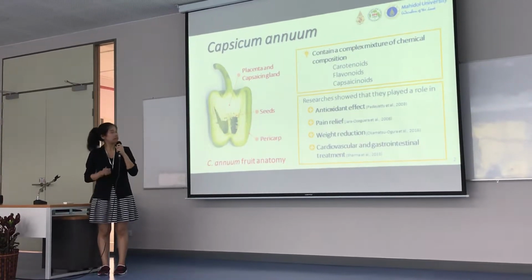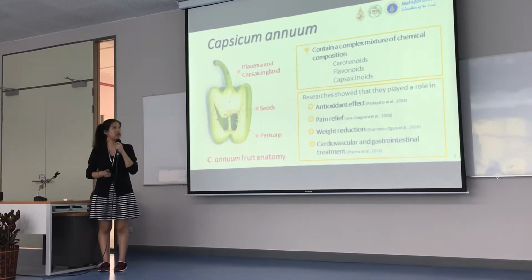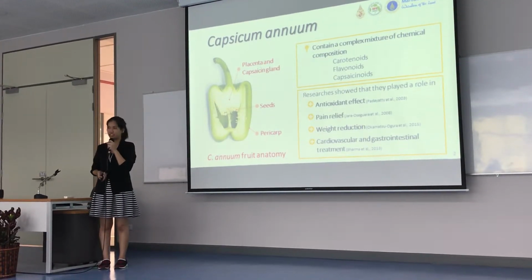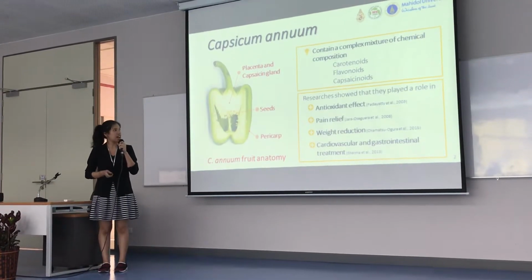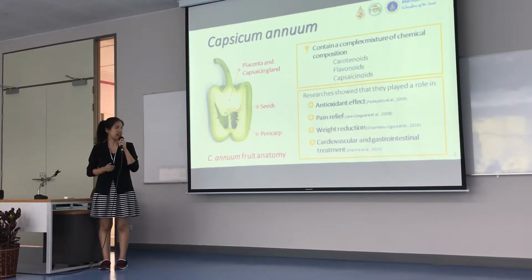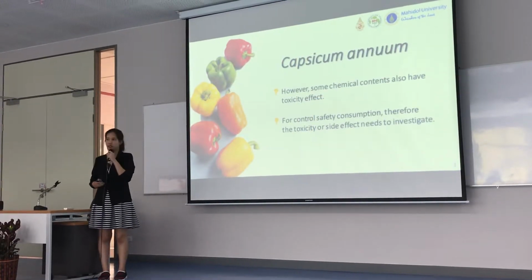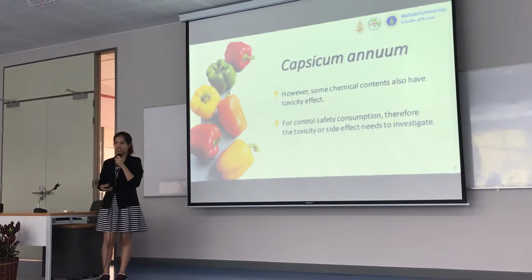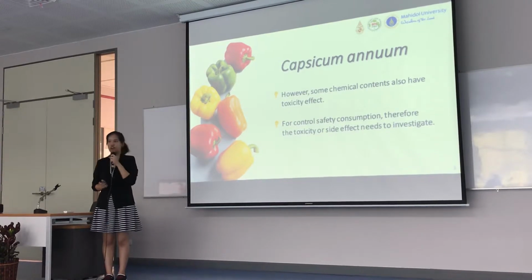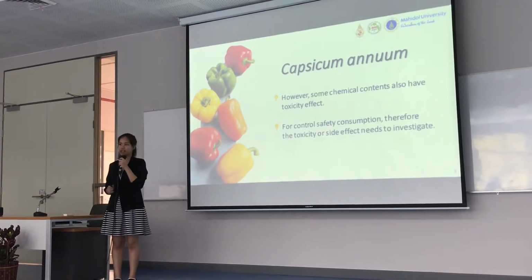As you know, Capsicum annuum can be used as a medical agent because it contains a complex mixture of chemical compounds, for example carotenoids, flavonoids, and capsaicinoids. Many studies show that they play a role in pain relief, antioxidant effects, and weight reduction, and have cardiovascular and gastrointestinal benefits. However, some chemical contents of Capsicum annuum, for example capsaicin, also have toxic effects. For safe consumption, the toxicity or side effects of Capsicum annuum need to be investigated.